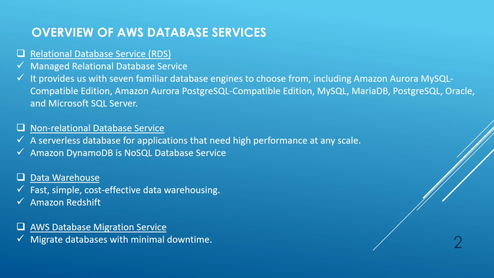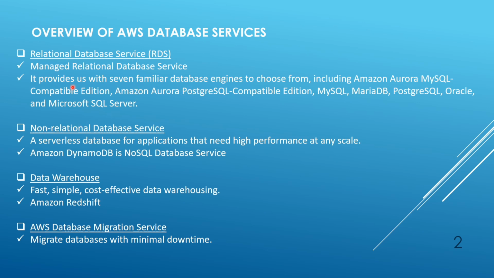This provides us with several different database engines. The engines in RDS include Amazon Aurora MySQL compatible edition, Amazon Aurora PostgreSQL compatible edition, MySQL, MariaDB, PostgreSQL, Oracle, and Microsoft SQL Server. If you are aware of different databases and database engines, these are what Amazon RDS provides. We can choose any of these and launch our RDS database.